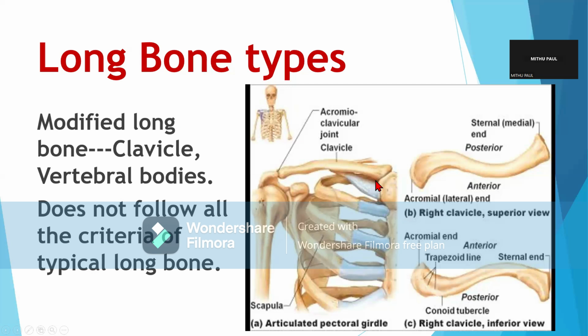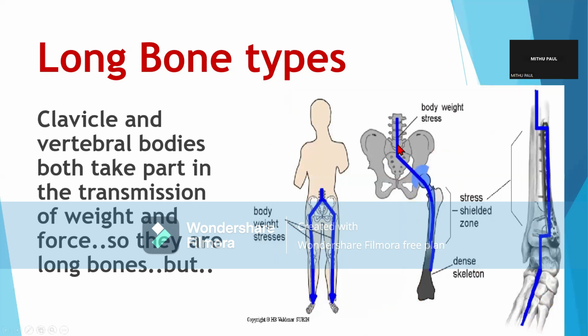So this is a long bone, but a modified long bone. Same way, if you see a structure known as the vertebra, so the body of the vertebra, this part is the body of the vertebra. Body of the vertebra takes part in transmission of your body weight. So the body of the vertebra is also a modified long bone.